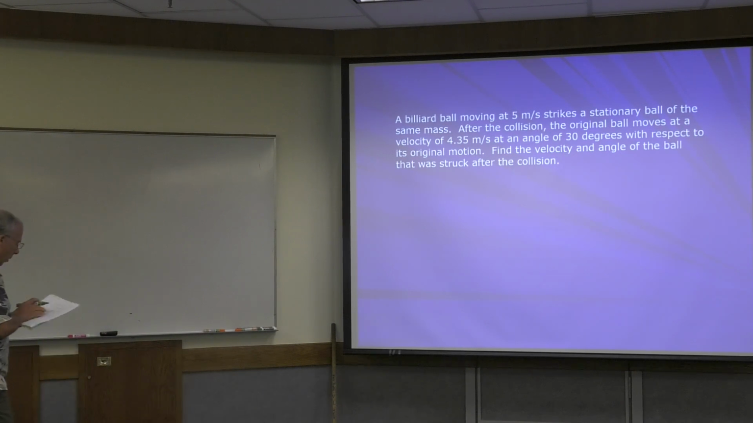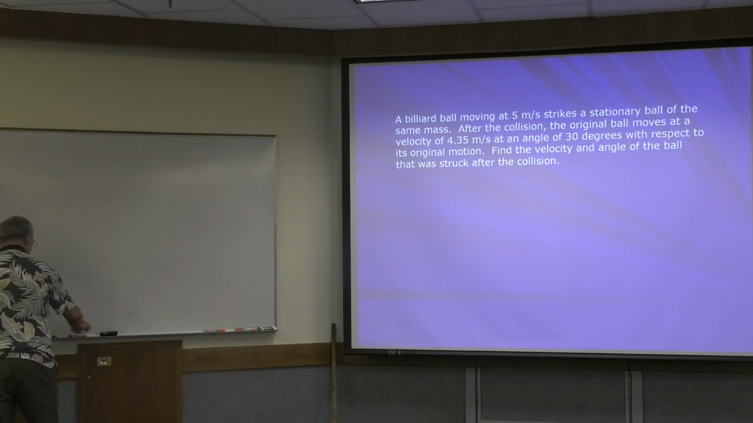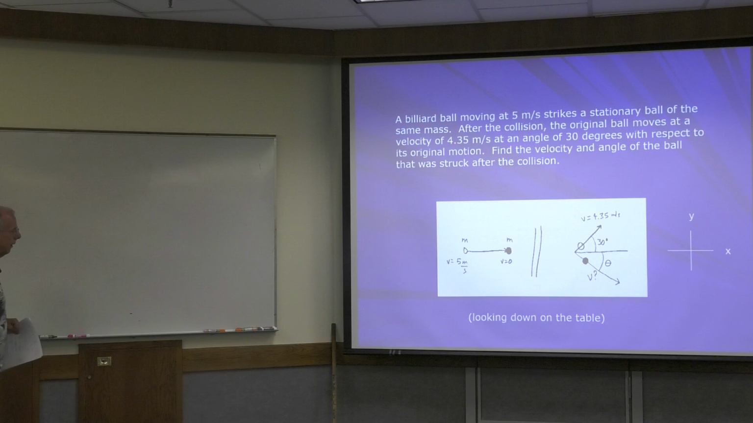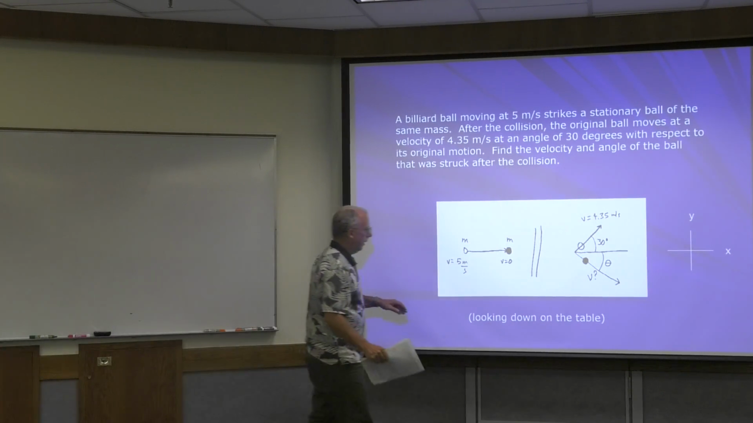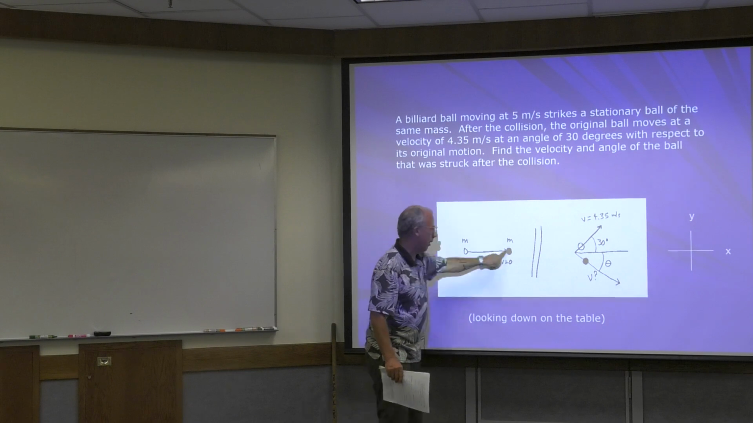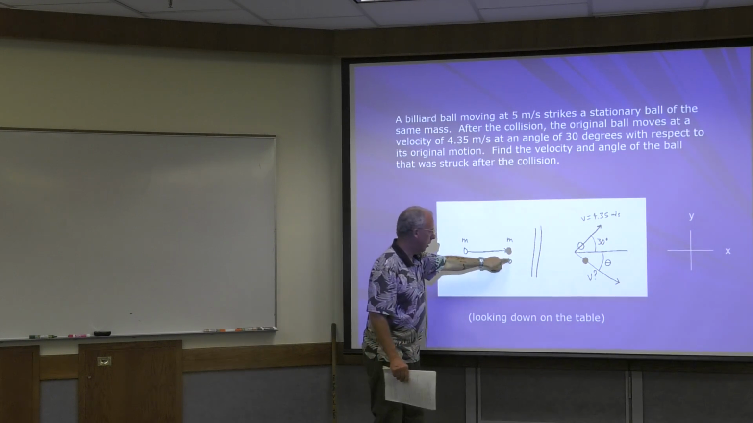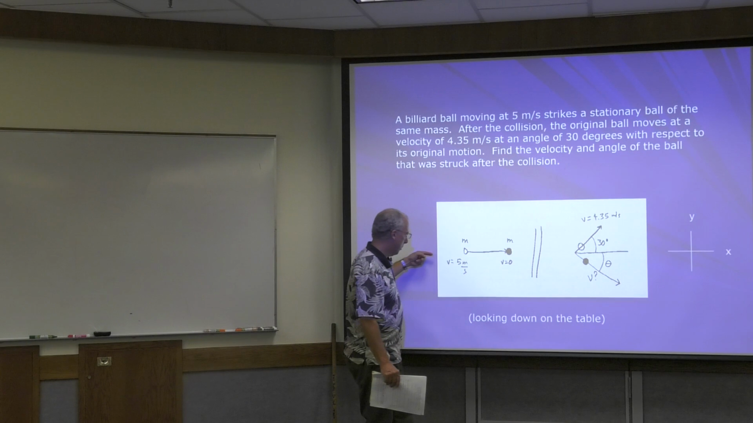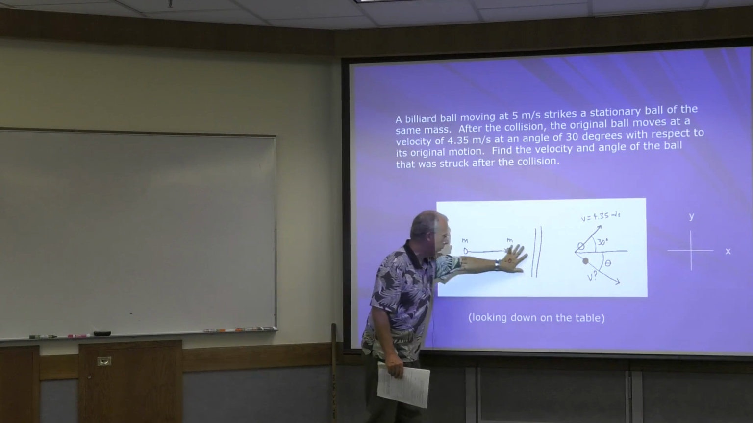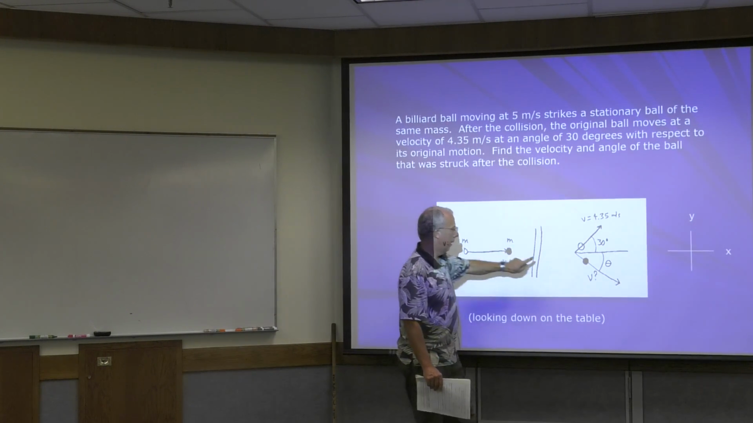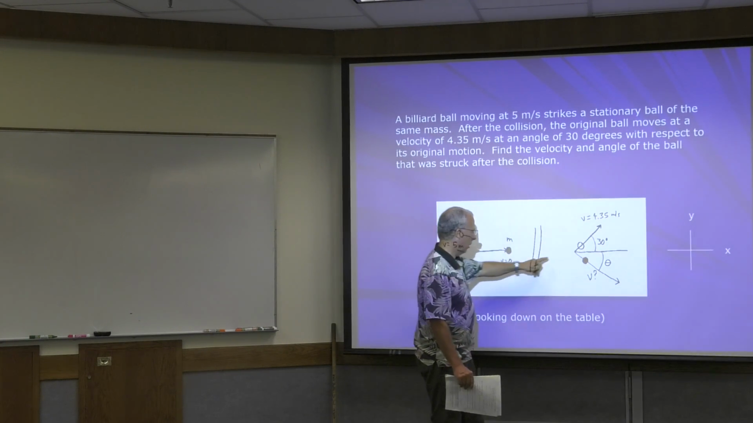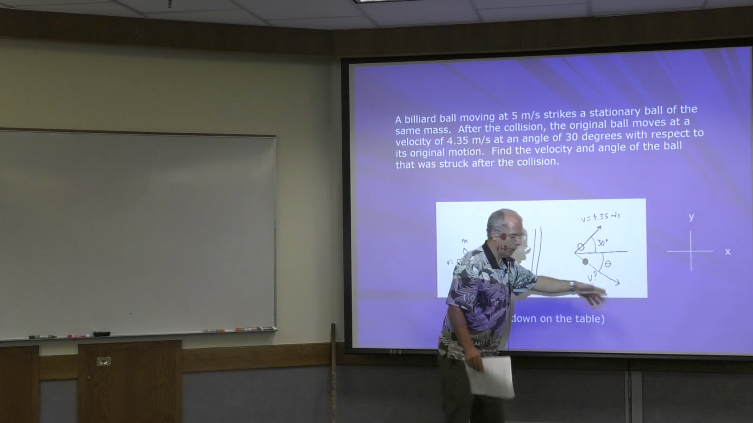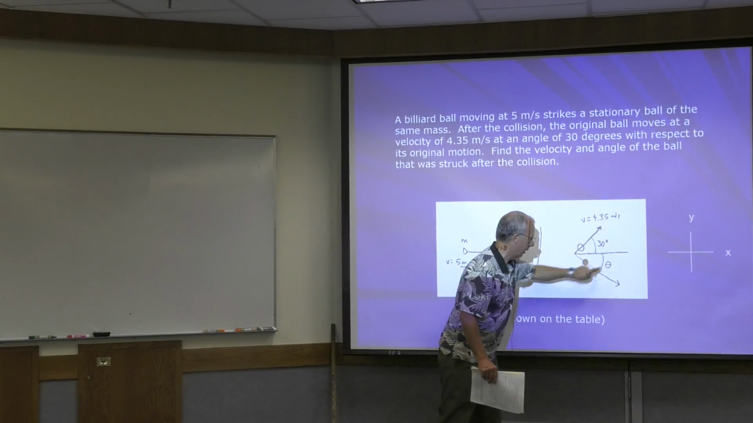Okay, so the first thing you've got to do is draw the picture. I guess I already have it drawn. We're looking down on the table. This is the white ball and the black ball. This is the one that's stationary, has the same mass. This one comes along and smashes it. So this is before. Then after, the white ball goes that way, that speed, that angle. So this one is going to go some other angle with some other speed. And that is what we want to find.